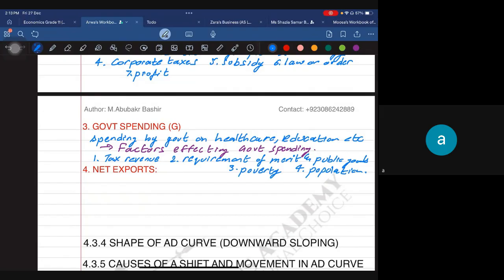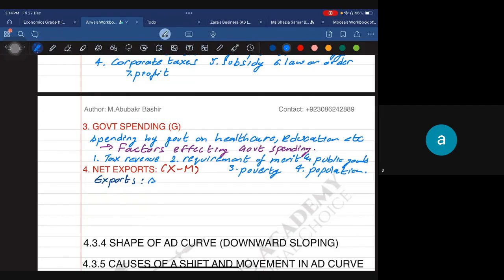Okay, moving on. Net exports, which is X minus M. So, first of all, exports.